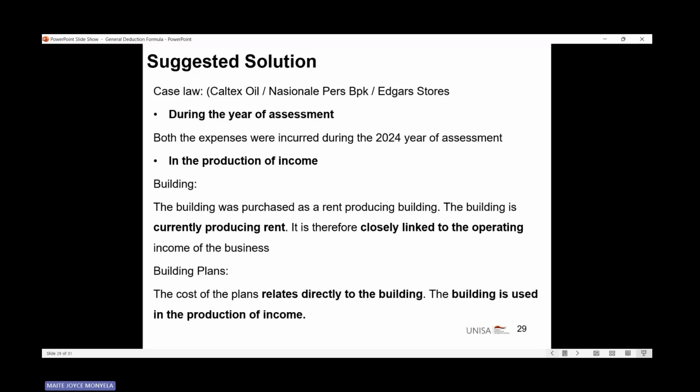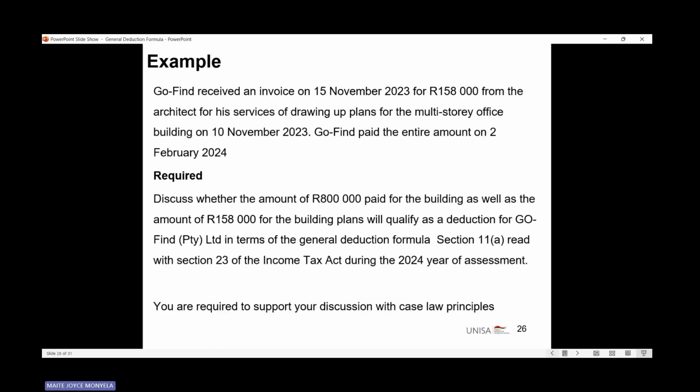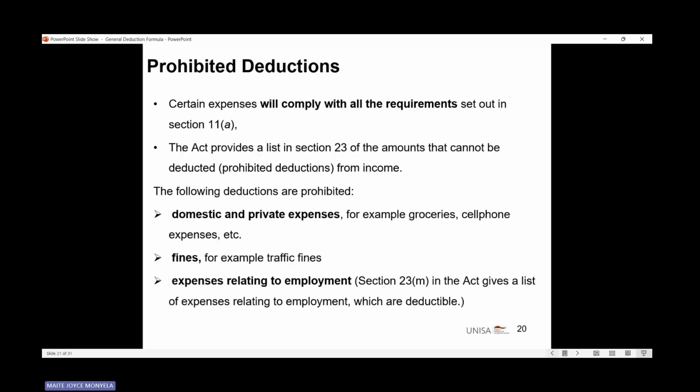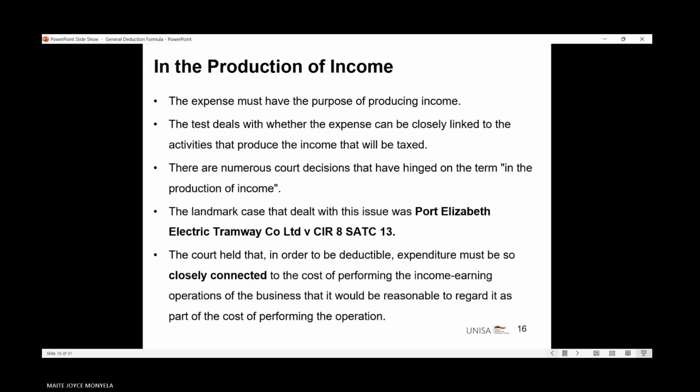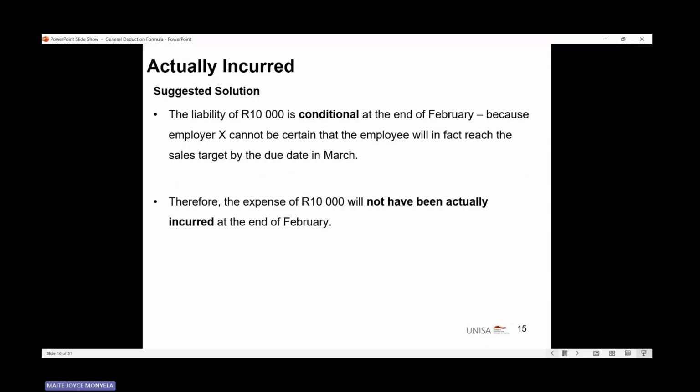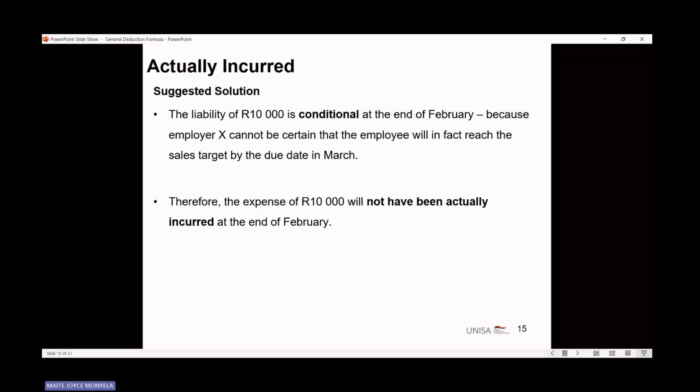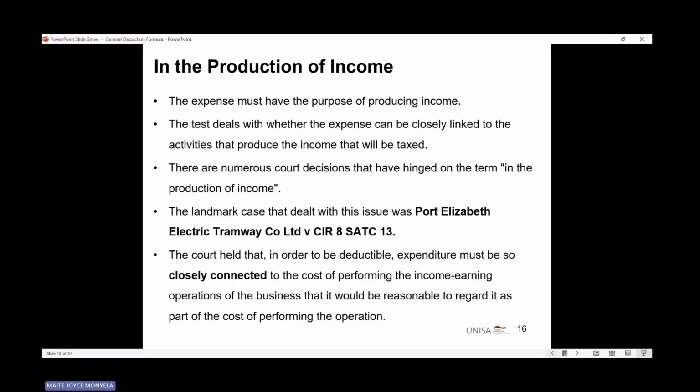Let's go to the definition of in the production of income. When we talk about the production of income, the expenses must have the purpose of producing income. So we are testing if the expenses, the 800,000 and the 158,000, are for the purpose of producing income. The test deals with whether the expenses are closely linked to the activity that produces income that will be taxed.